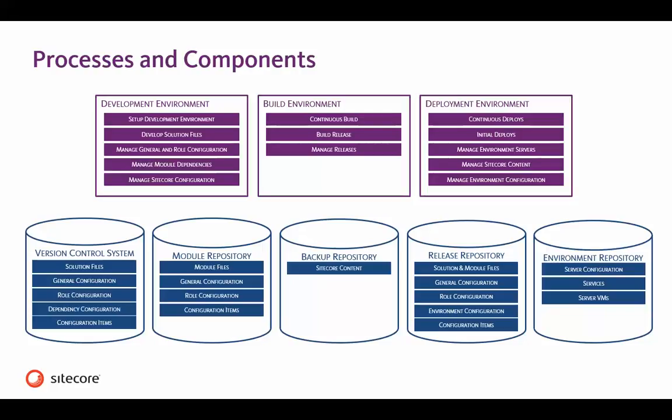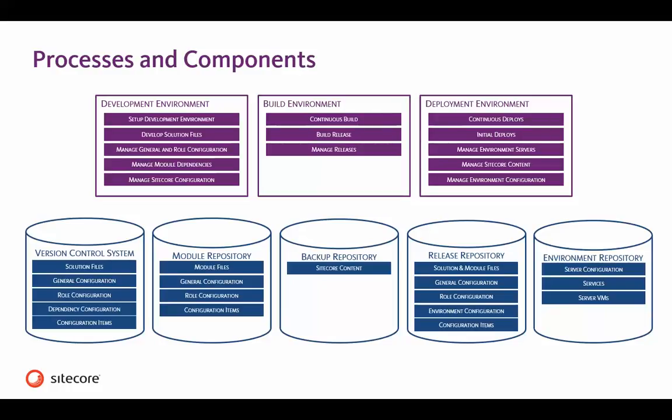One is the version control system, and in the version control system we'll have solution files, we'll have configuration files, we might have items that are versioned, like serialized Sitecore items. We'll have module repositories, so we'll have module files like the Sitecore files, we'll get back to the systems as well. And of course, each of the modules will have their own configuration. We'll have role configuration and configuration items that apply to these modules. And in the backup repository, we'll have database backups that need to be restored as part of the development process.